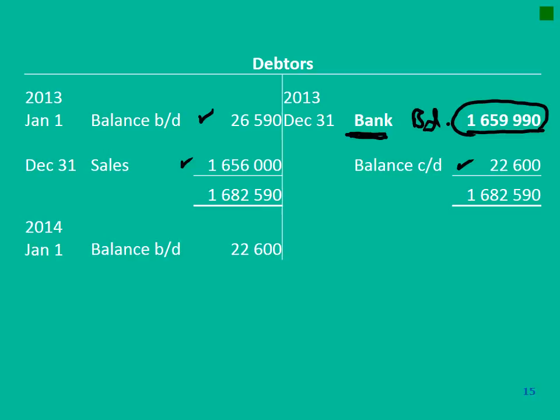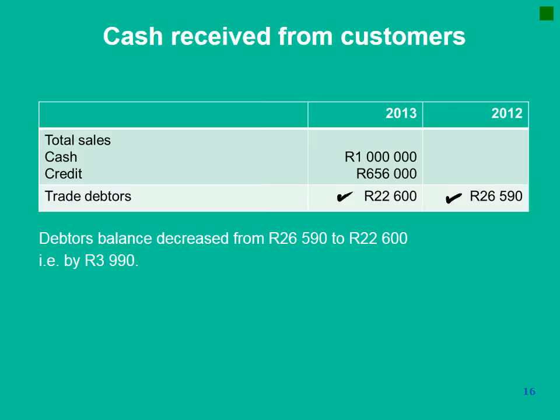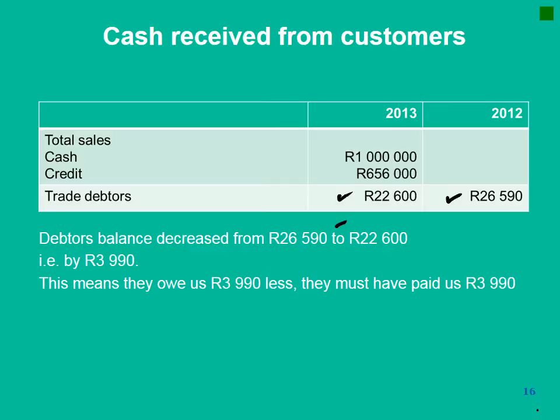So the cash receipts from customers for the year is 1,659,990. Another way of working out the cash received from customers is if we look at the information, the debtors balance decreased from 26,590 to 22,600. That's a decrease of 3,990 rand. Okay. So what it means is they owe us 3,990 less.